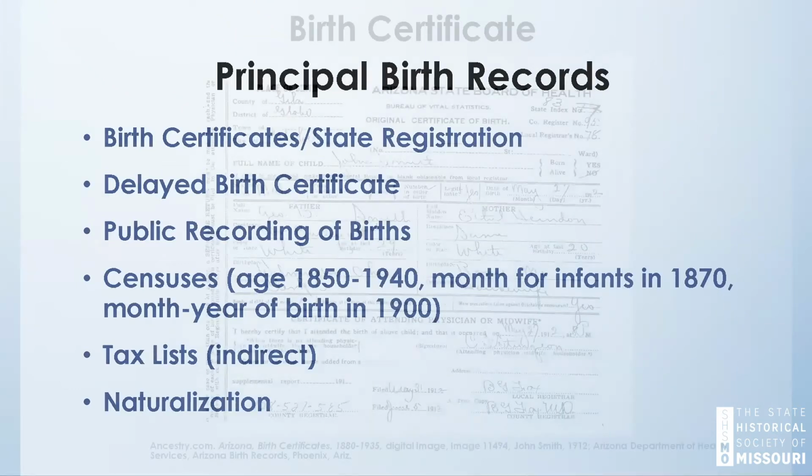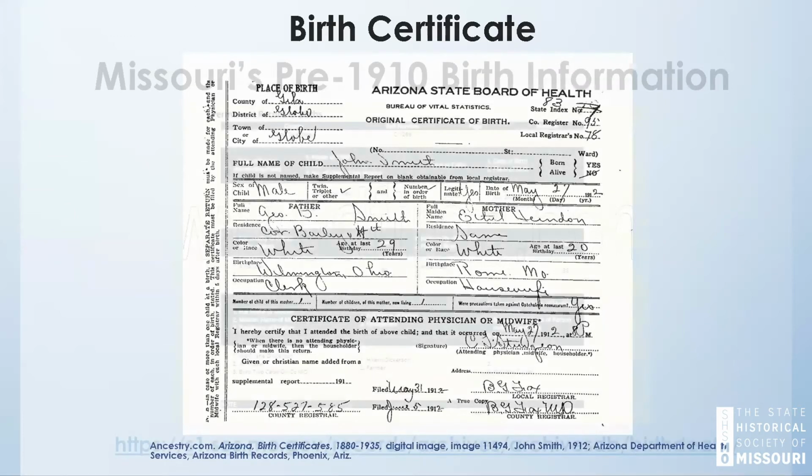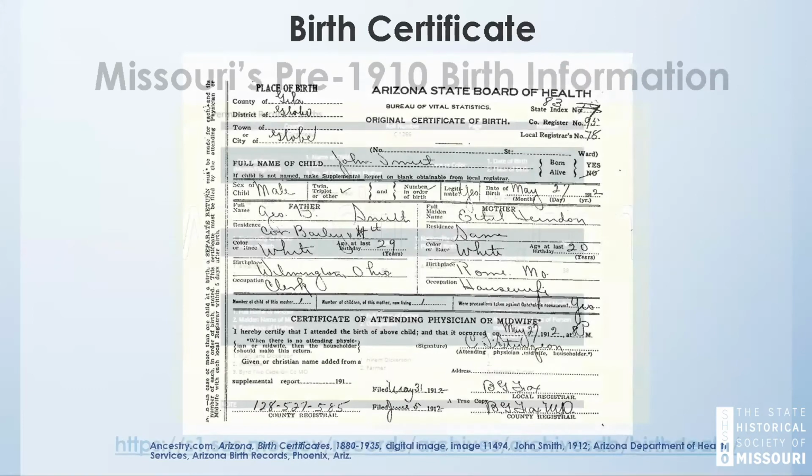Here's a birth certificate. This is a typical birth certificate with all the information. It gives the parents, the gender of the child, their date of birth, where the event was recorded and where it happened, and then a statement from the attending physician. I got this one from Ancestry. Some are on Ancestry for some states. You just have to use the card catalog and search.